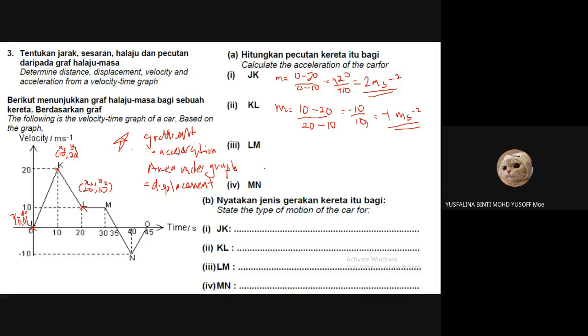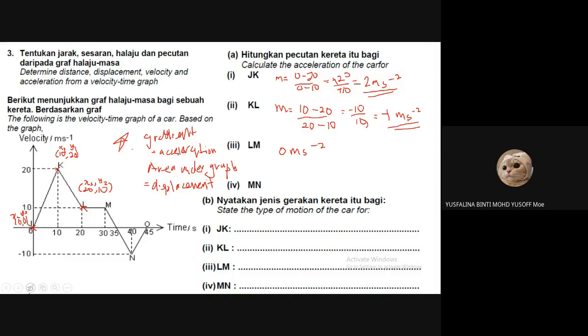Alright, the next one is LM. For this one, you cannot calculate the gradient, right? Because the gradient is 0 here, since there is no way for you to draw a triangle at LM. So if we cannot draw a triangle, the gradient is 0. So you just simply put 0 here. But please put the unit also here.